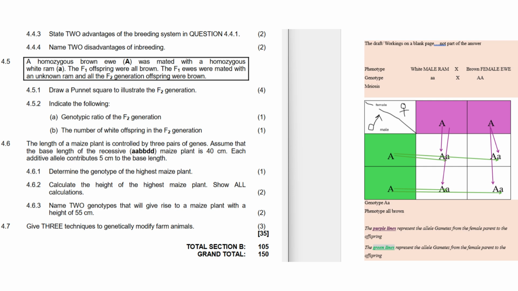Let's draw it and see. Okay, so we have the male and the female. Show these samples and the principle. Alright, so let's start with what we have here. We have a heterozygous allele.